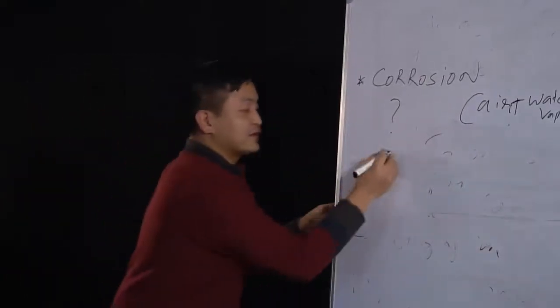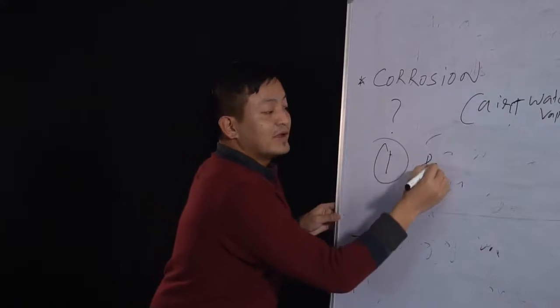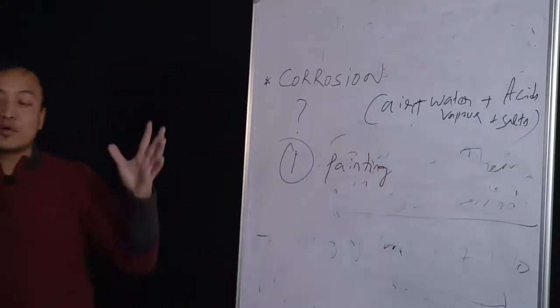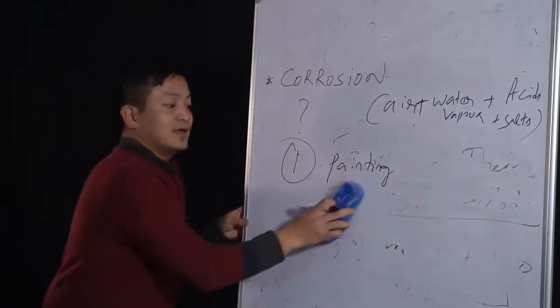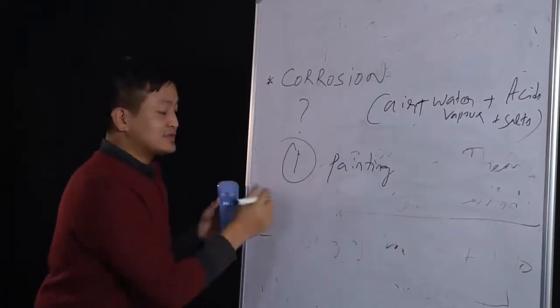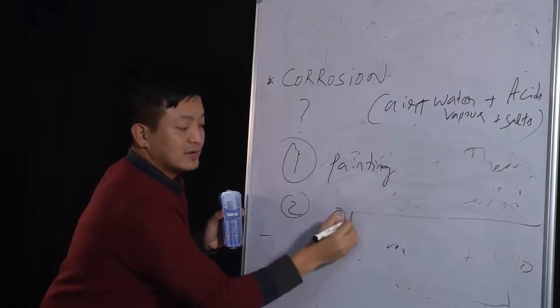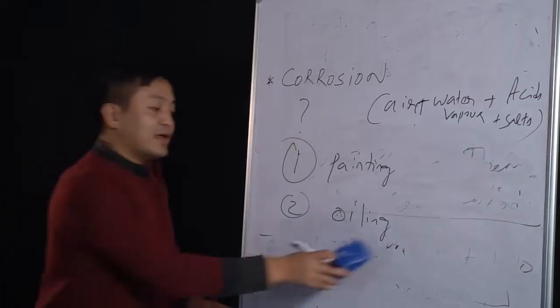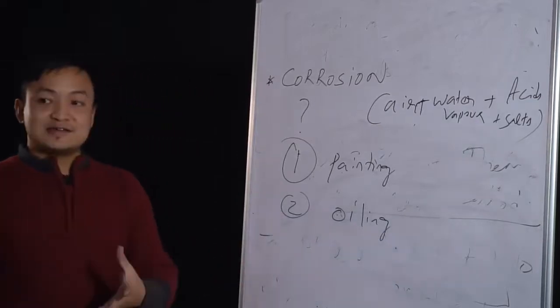Like the first one would be painting. Painting, that's the common one, that's why I'm giving it. The second one is oiling. Oiling can also prevent any metal from getting oxidized.